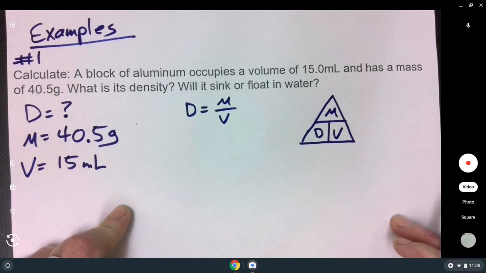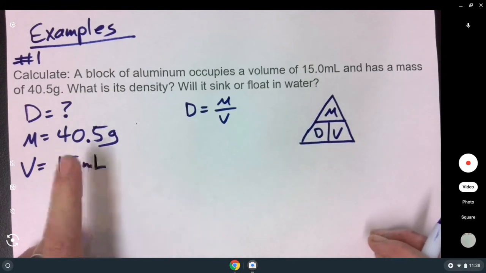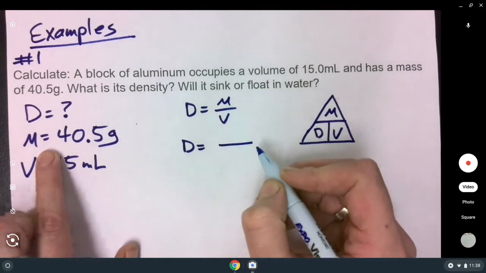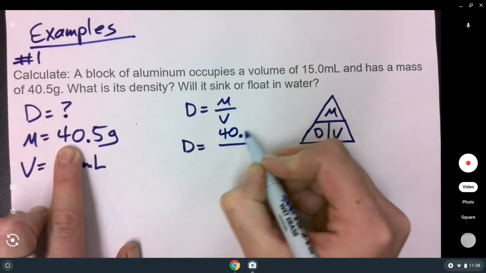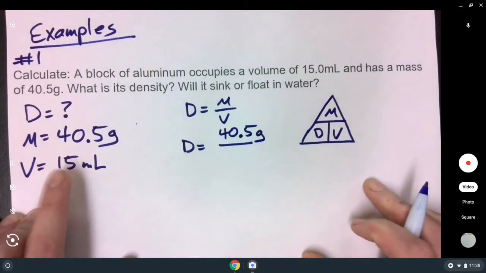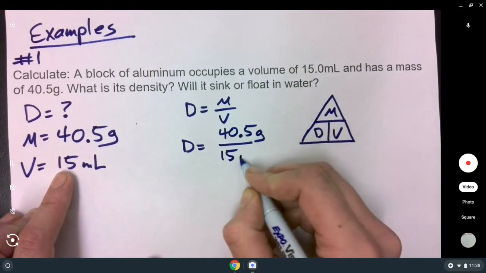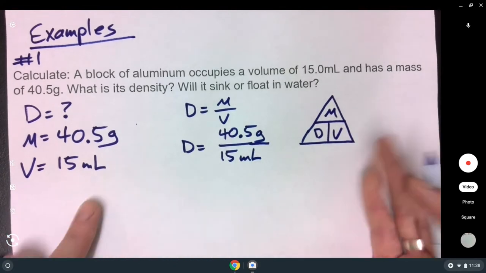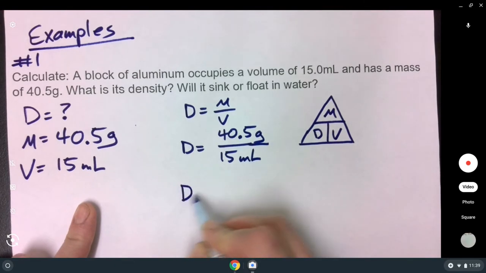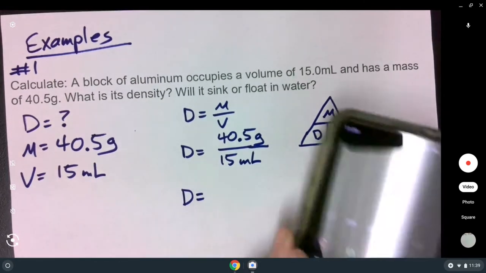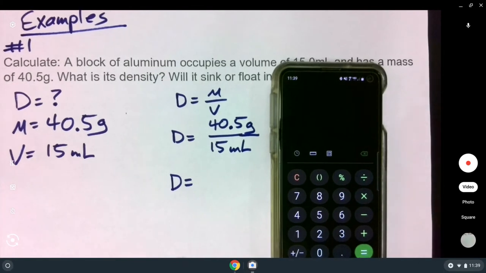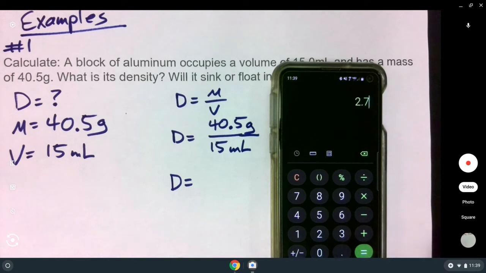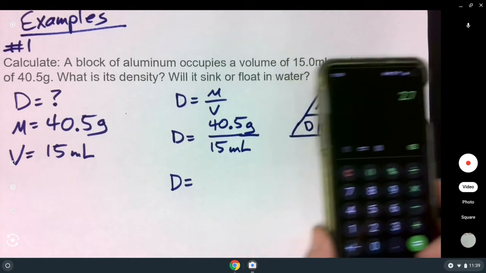Okay. So let's go ahead and plug in the numbers that we've got and solve. So mass is 40.5 grams, and the volume is 15 milliliters. Okay, so there's our formula. Now all we need to do is actually do that math. So density equals, let's grab our calculator out here, 40.5 divided by 15, I get 2.7.